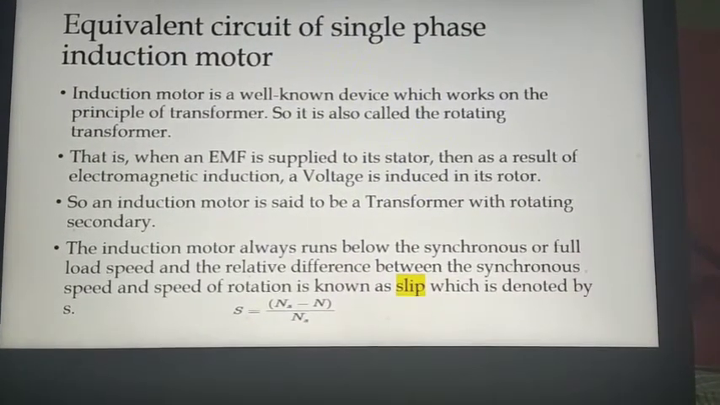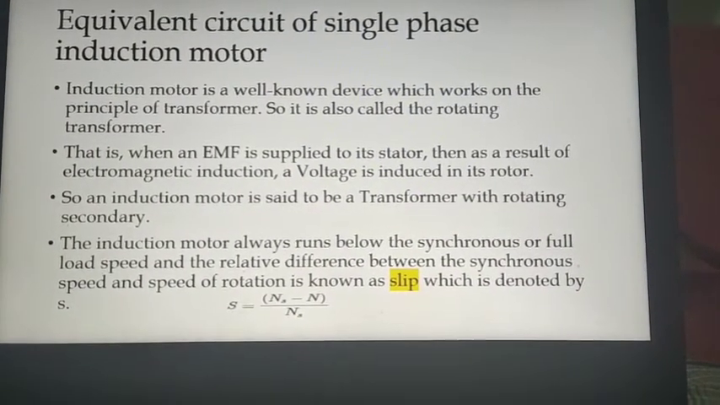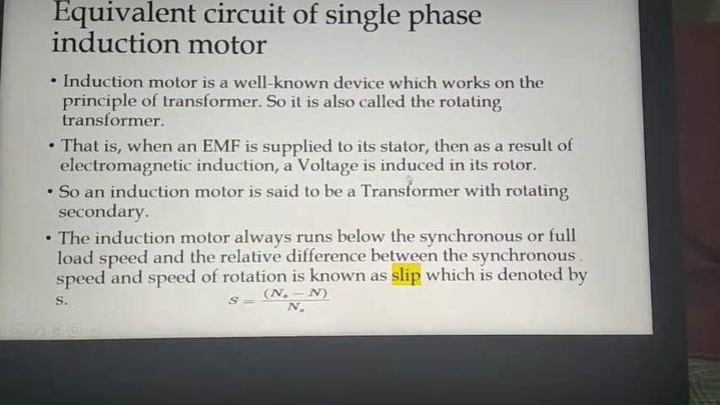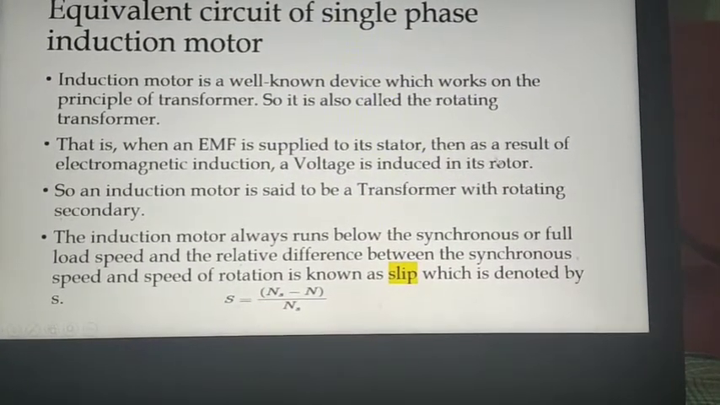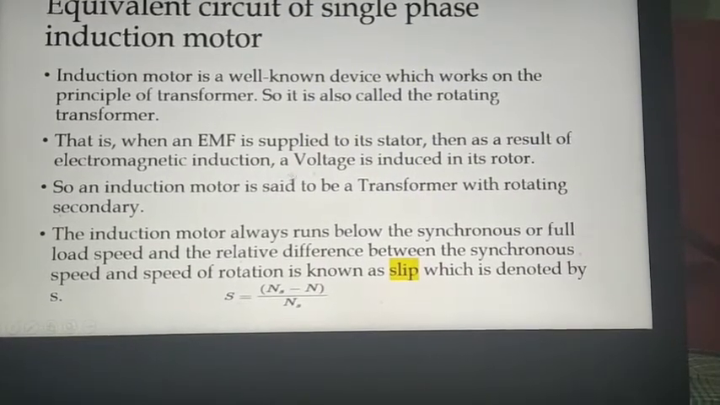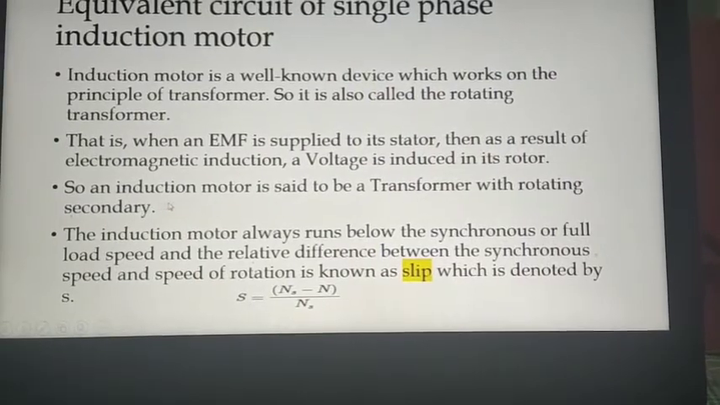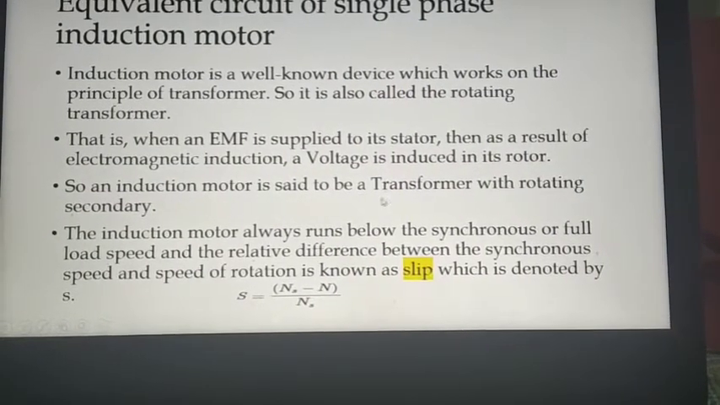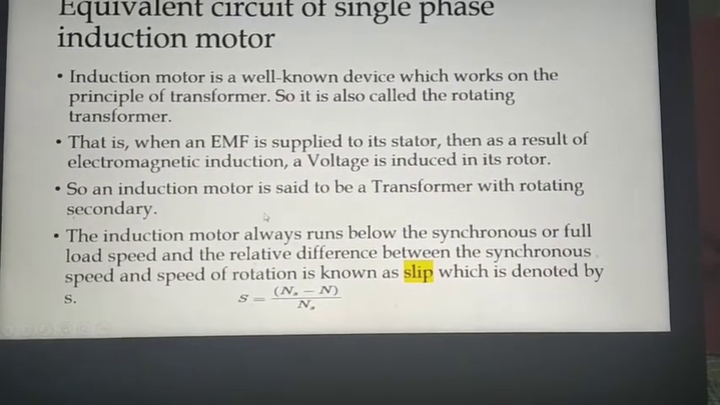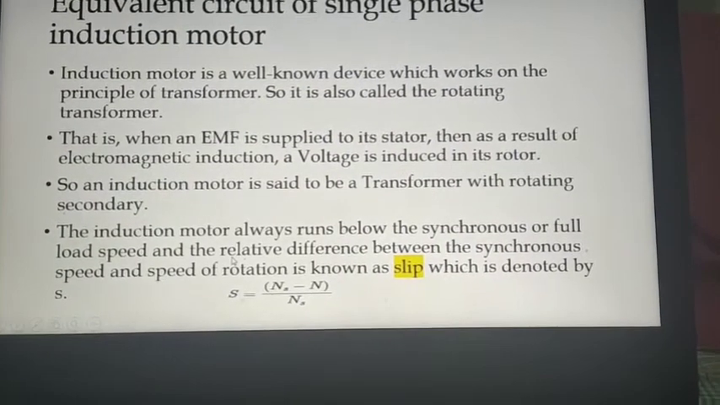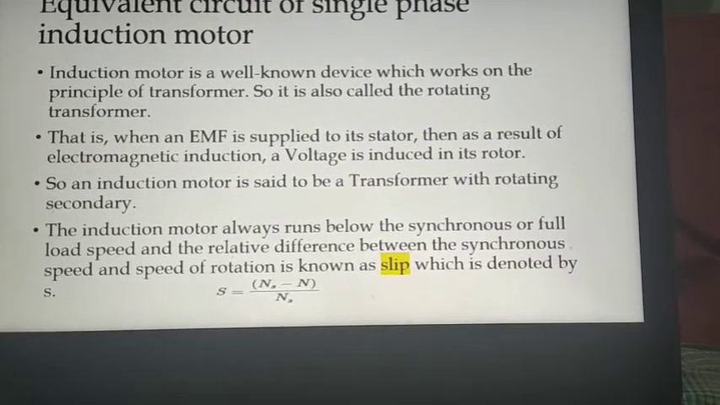So here also, when an EMF is supplied to the stator, then as a result of electromagnetic induction, a voltage is induced in the rotor. So an induction motor is said to be a transformer with a rotating secondary. The induction motor always runs below the synchronous or full load speed.